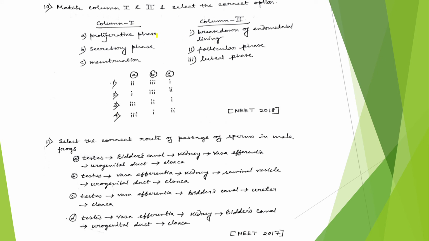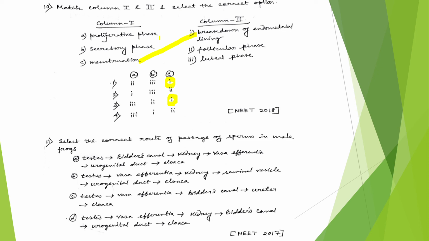See, proliferative phase, secretory phase and menstruation. From here you can easily match menstruation with breakdown of endometrial lining. So option C will match with option 1. Let's see where option C is matching with option 1. In option 1, option C is matching with option 1, and in option 3, option C is matching with option 1. So from this you can easily say either option 1 or option 3 will be your correct answer. Let's match another option.